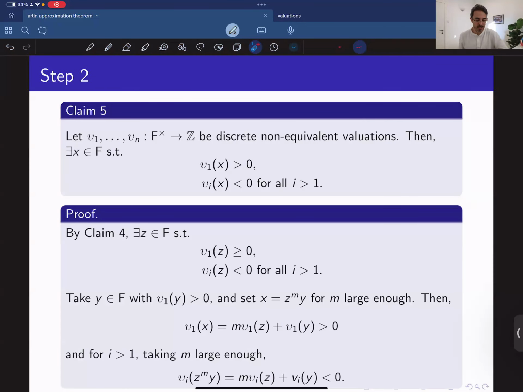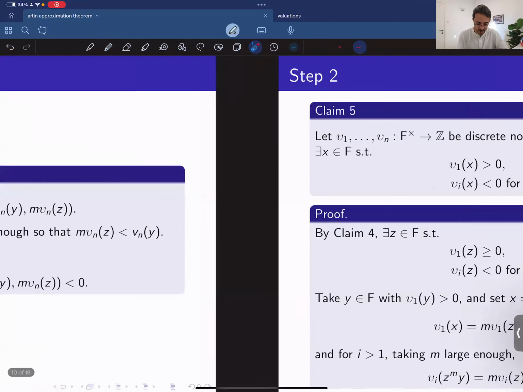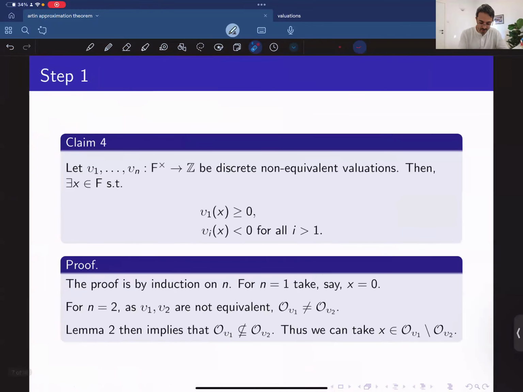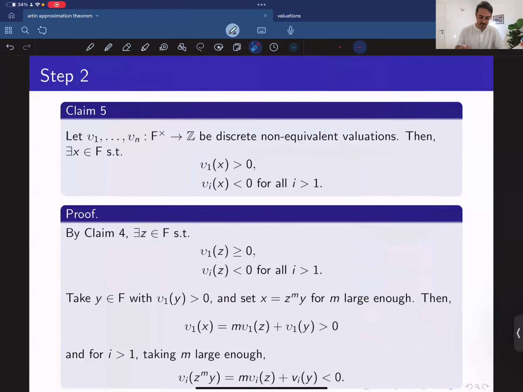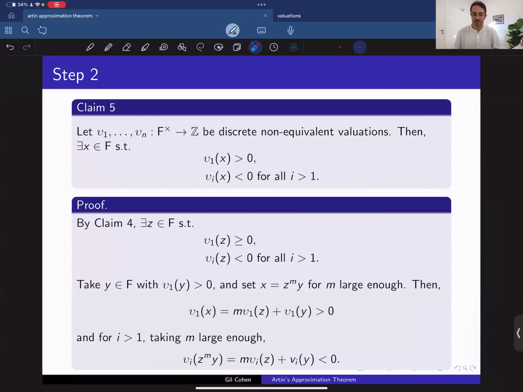Okay, so now we're ready for step 2. In step 2, we're just going backwards: we are going to remove this equality sign, making sure that we have the forced valuation condition with strict inequality. It's a very similar statement. If you give me discrete non-equivalent valuations, again, not necessarily onto Z, you can always find an element which has a zero according to the forced valuation and poles on the other. And the idea would be to use claim 4, and then adjust it to make a zero.